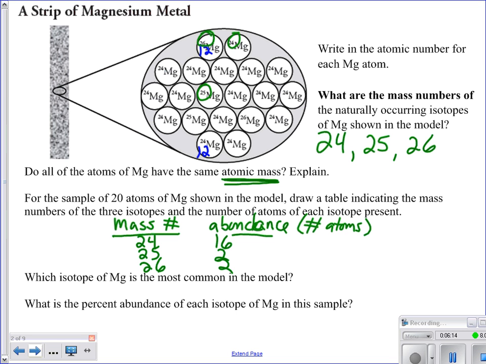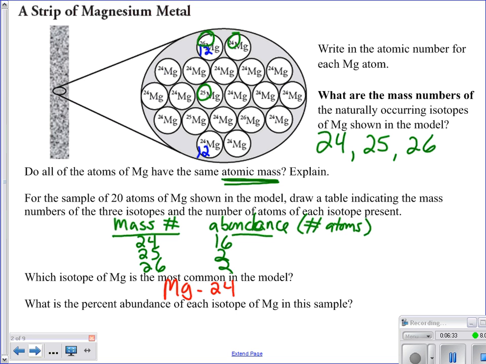Hopefully you guys can all see that magnesium 24 is our most common. In other words, if you were just to reach in there, which of course you'd never be able to do, and grab one atom, chances are it would be magnesium 24. That's the most common isotope that's in there.